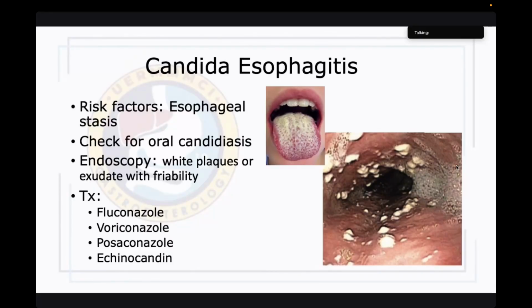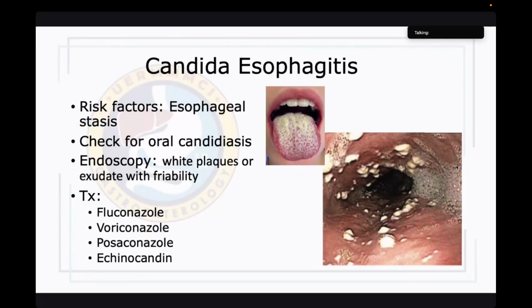So for Candida esophagitis, you can check the tongue for oral thrush. So you will see here the oral thrush, but you should suspect Candida down to the esophagus if there is odynophagia. And the most useful diagnostic evaluation is endoscopy with biopsy. So on endoscopy you will see white plaques or exudates with friability.